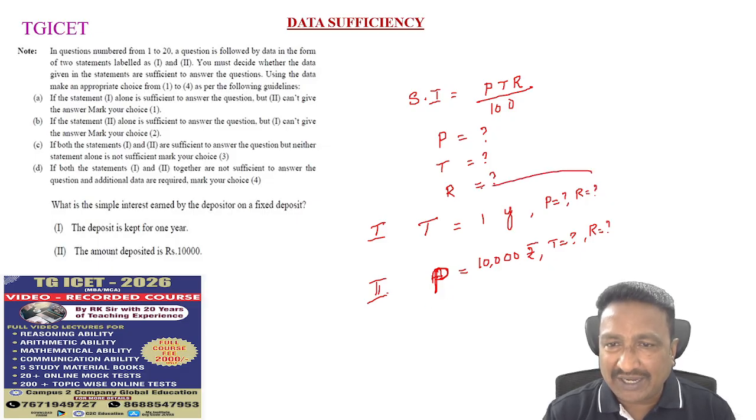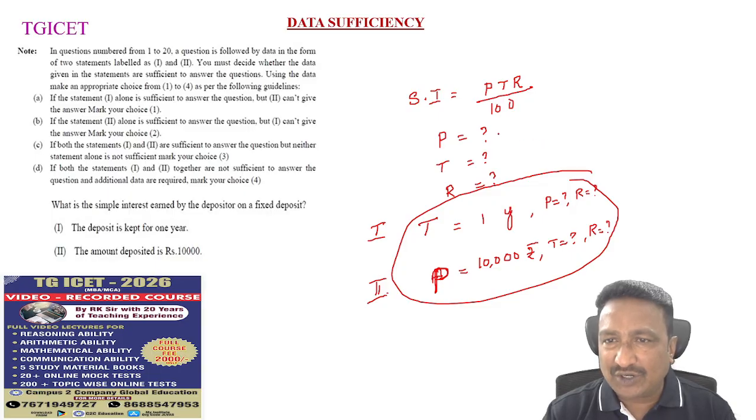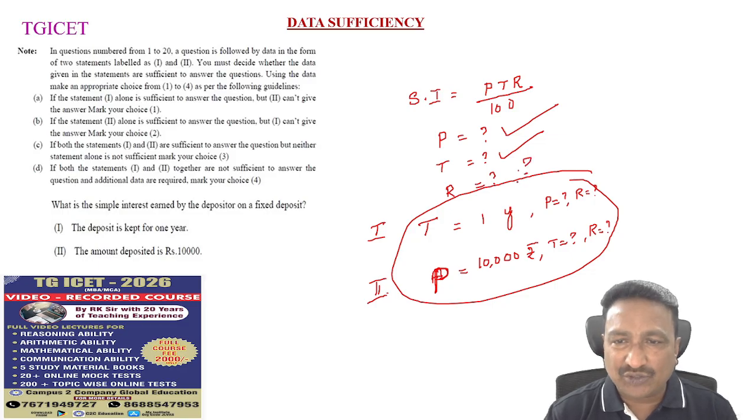But when you combine both the statements, we get the P value and the time value, but we don't know the rate of interest. So that's why we cannot find the answer from these statements. So guys, we can give the fourth option as the answer for the question. Right friends?